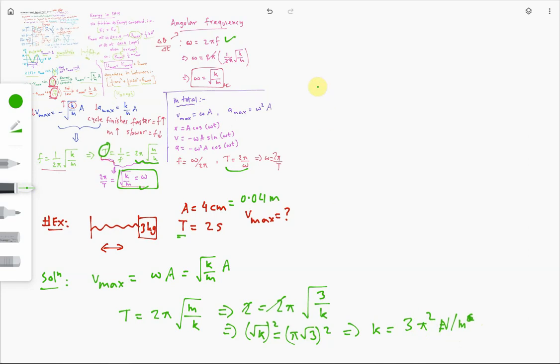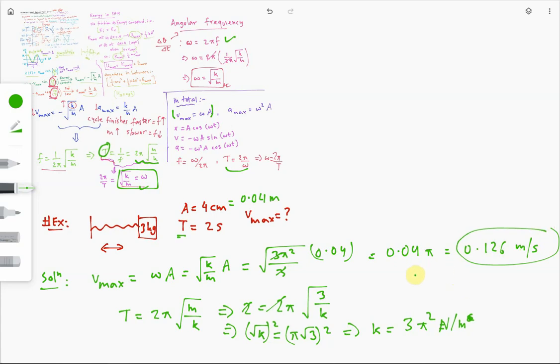And then we find out what Vmax is. How do we find what Vmax is? We just directly go to our expression for Vmax. Vmax is omega times A, as we have seen here. So omega times A, we have found out what k is. So the square root of k, 3 pi squared, over m, which is 3 kilograms, times amplitude, which is 0.04. The 3's can go away and we are left with 0.04 times pi. This comes out to be 0.126 meters per second. This is the maximum velocity of the oscillating block.